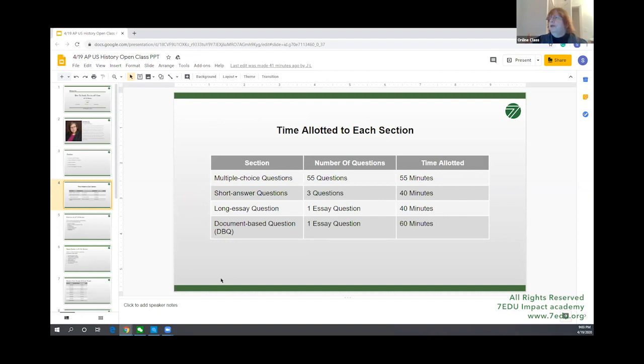You have the multiple choice questions. Those are 55 questions with 55 minutes. So roughly you have a minute per question. You have short answer questions, of which there are 3. For those you get 40 minutes total. The long essay question, which is 1 question, you have 40 minutes to answer that. And the document-based question, which is usually just referred to as the DBQ, that's 1 essay question, but you're given 7 documents you need to use when formulating your answer. Now you're given 60 minutes for that one.